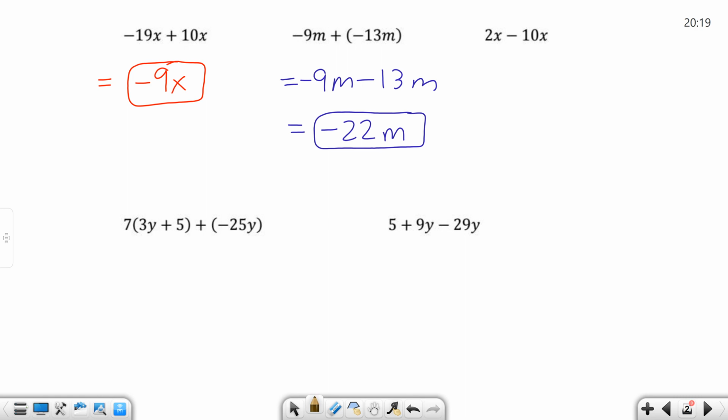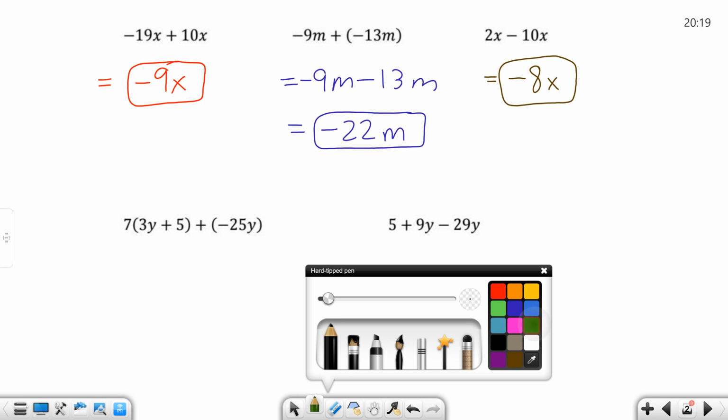Negative 22m. Then we have 2x minus 10x. So here, I have like terms. Look, there's one sign between it, so I'm ready to combine them. Do I add the 2 and the 10 or subtract? I subtract, not because there's a minus sign there, but because the 2 is positive and the 10 is negative. They're different signs. So what is 10 minus 2? It's 8, and 10 is larger, so that's negative 8, and then like term is x, so negative 8x.